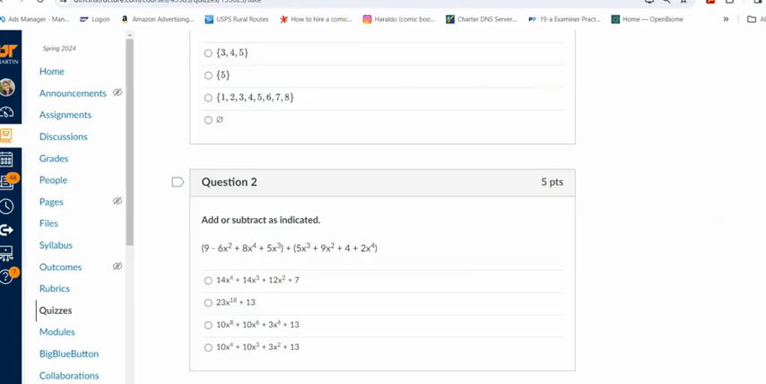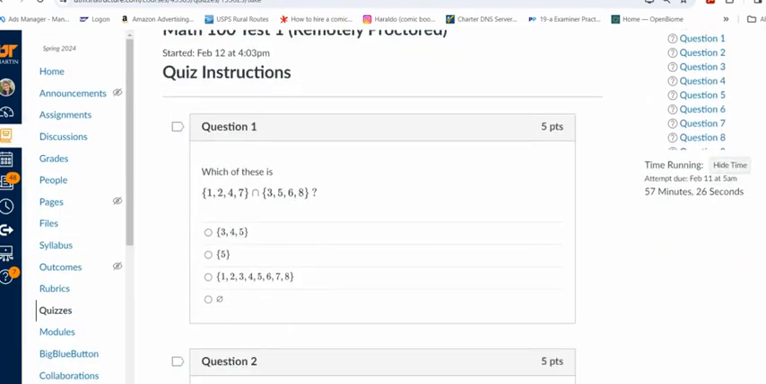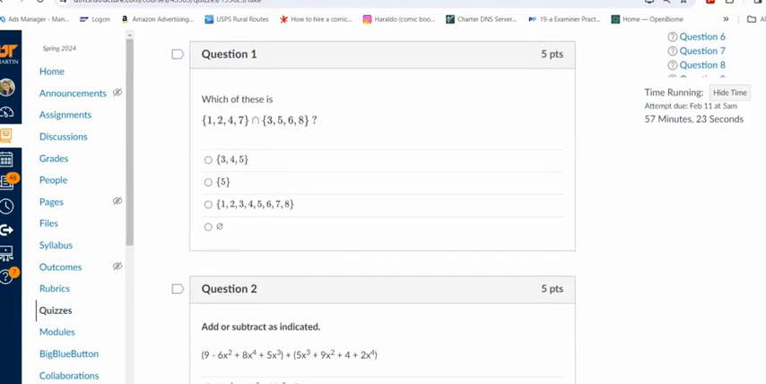Okay, so let's have a look at this test one. With question one, it was asked an intersection question. You could have been asked a union question. So it was randomly generated, this test. So intersection means you're looking for stuff that's in both sets.